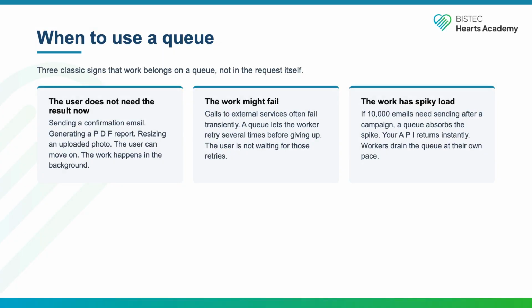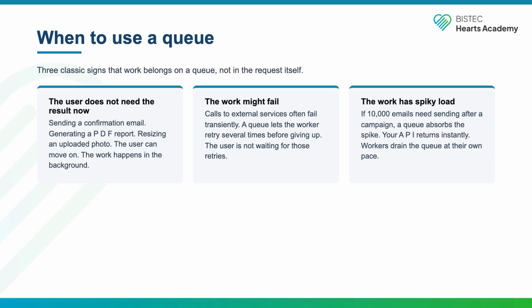3 classic signs that work belongs on a queue and not in the request itself. Sign 1. The user does not need the result now. Sending a confirmation email, generating a PDF report, resizing an uploaded photo. The user has clicked submit and moved on. The work happens in the background on a worker while the user is doing something else.